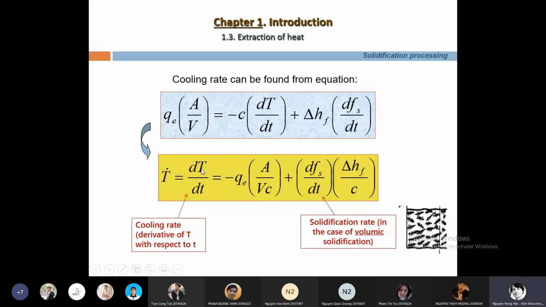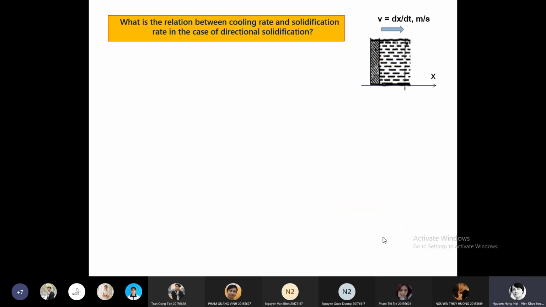We have the cooling rate and solidification rate. But it's only one kind of solidification, the volumic one. We have another kind of solidification: directional solidification. In this case, we have the solid and the liquid, and the interface between liquid and solid, and this interface advances toward the liquid, to the center.